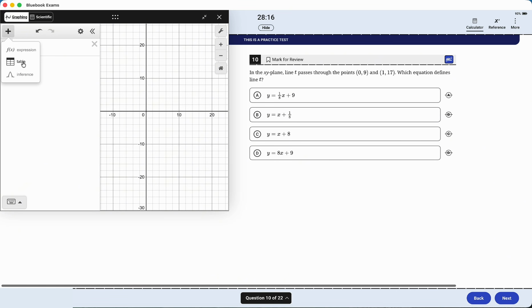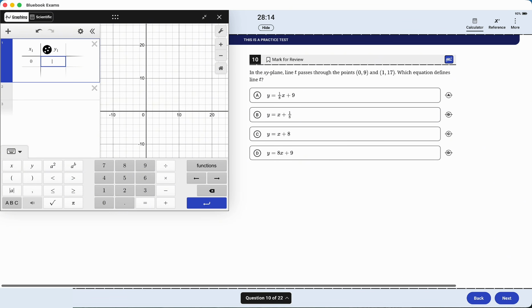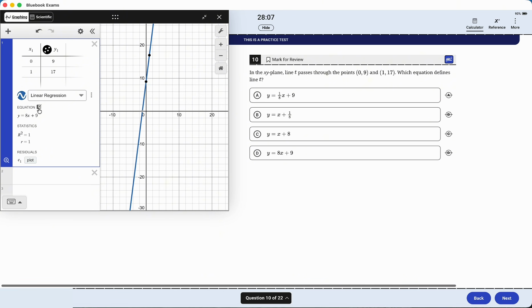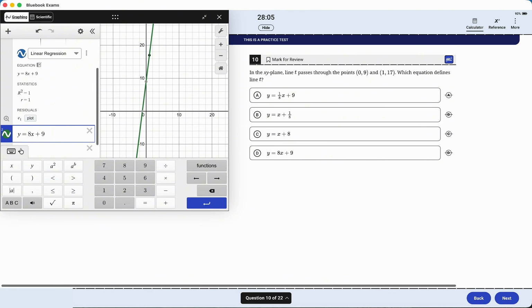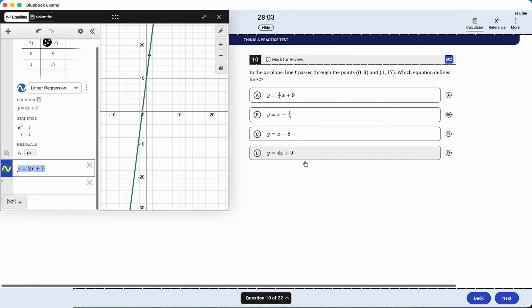If you go to this plus sign, you add a table, you put in your 2 points, right? This button will appear here at the top left. Click that, add regression. You see, you get your equation. If you want to use the equation, you can click that button. Here we don't need to, but that's my equation, so I know it's D, right?